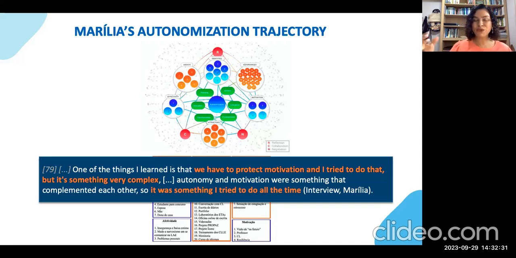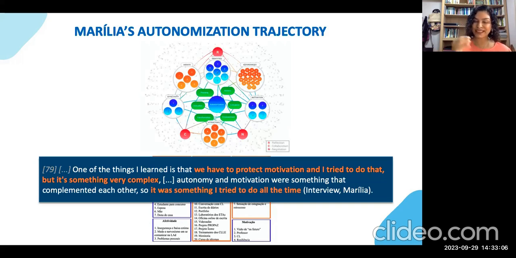So along Marilia's trajectory, we verify a high level of reflection. Many times she uses the theory learned about autonomy to guide her autonomy practices. As I mentioned in CDMA, reflection is a supradimension. And I believe her level of reflection was fundamental to overcome the many challenges she faced exercising her autonomy. She usually mentions the mutual influence between autonomy and motivation in her diaries.